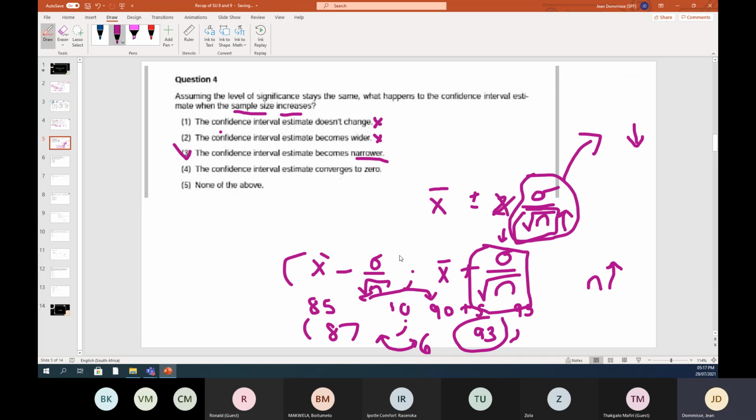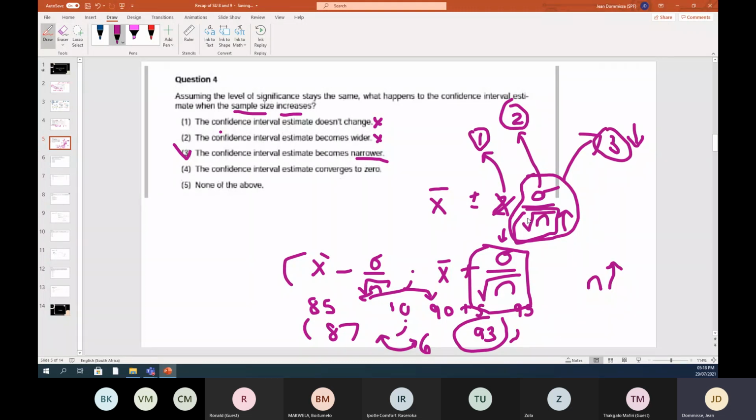And they can ask it with a few things. Well, 3 things. They can say to you the confidence level or level of significance changes. So that can be the 1. They can tell you that the standard deviation changes, or they can tell you the n changes. And then you basically need to say what happens.